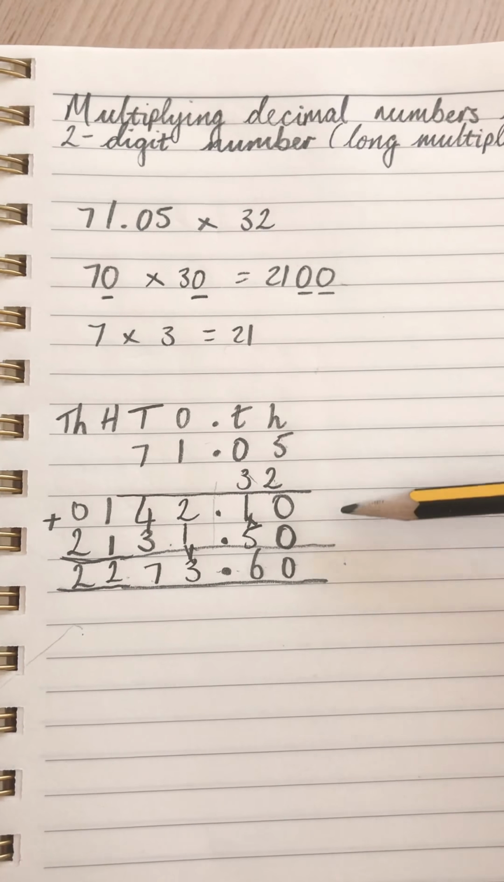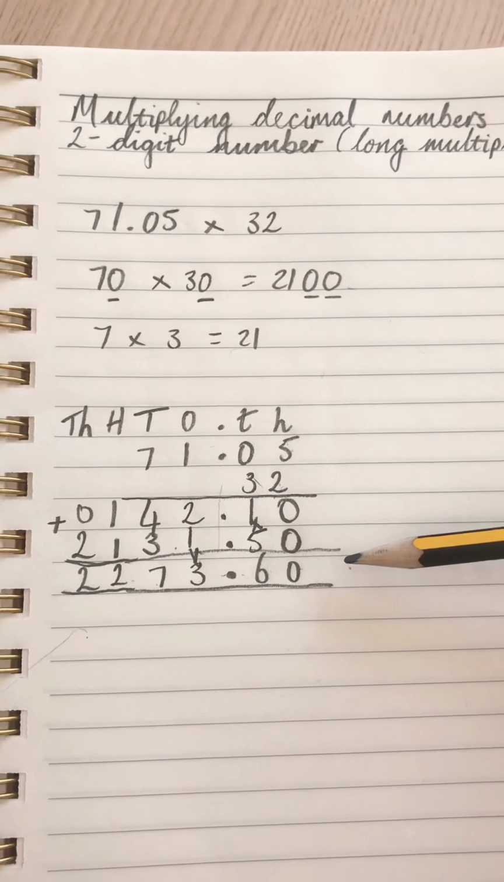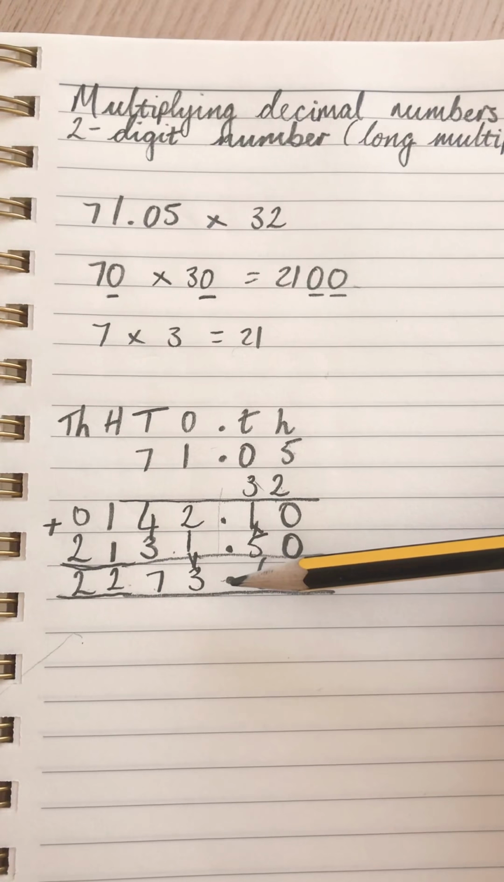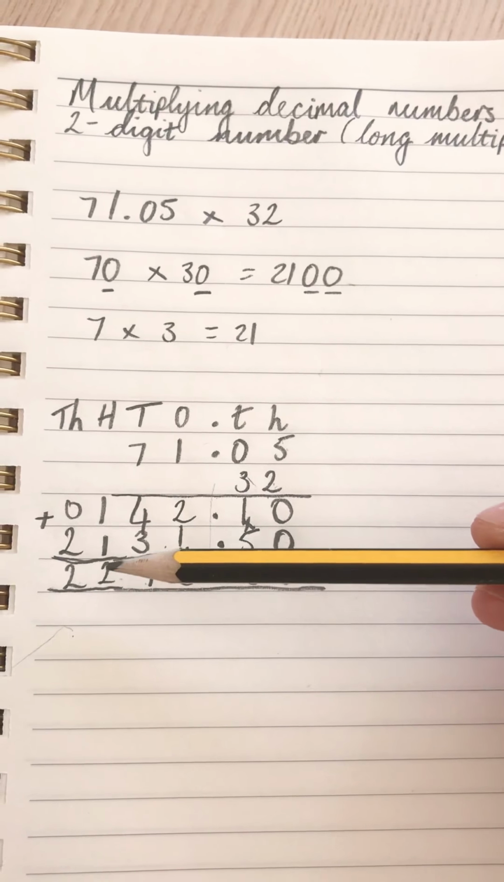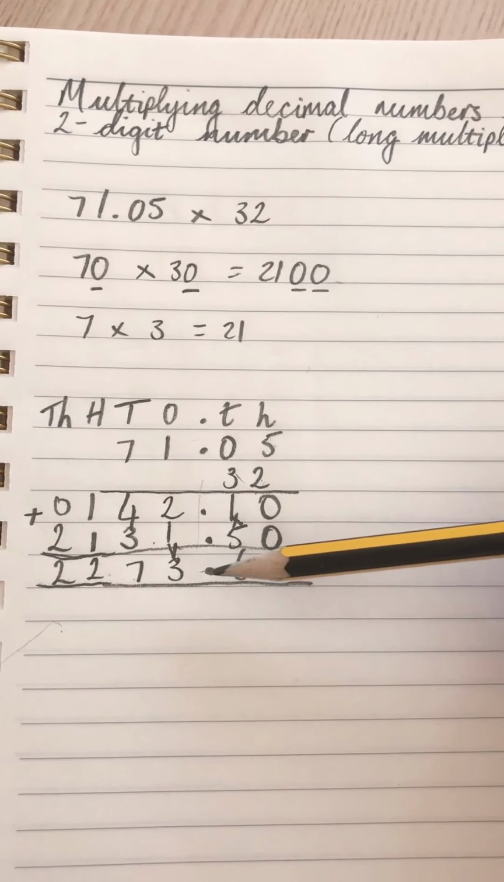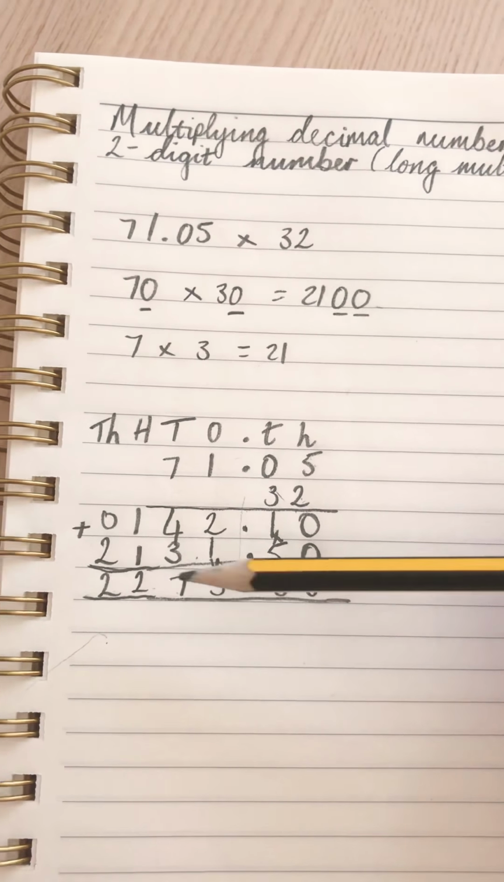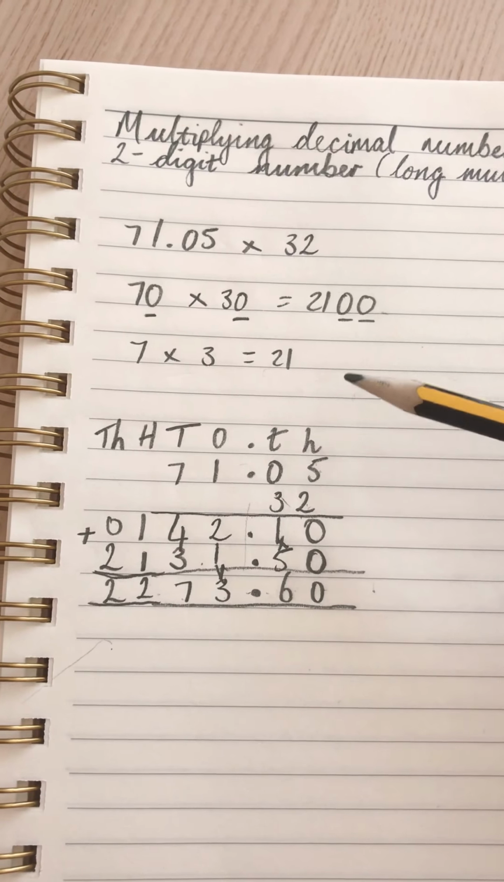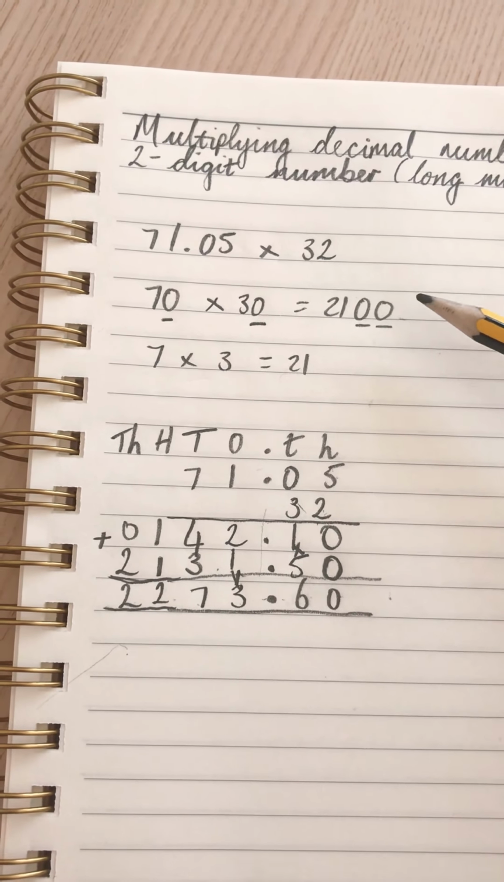Our estimate was 2,100, and this is almost 2,300, but it's not that far off. If we were to have an answer that was 200 and something, or if it was 22,000 and something, we would know we'd gone slightly wrong. So our estimate is always helpful for us to check.